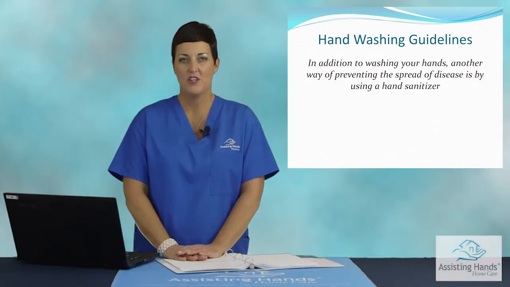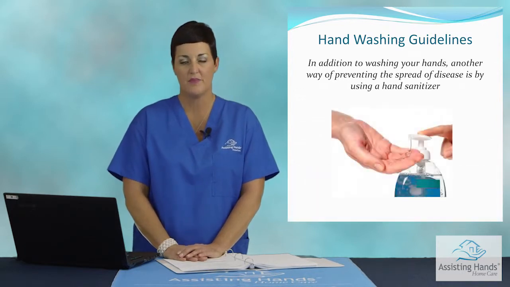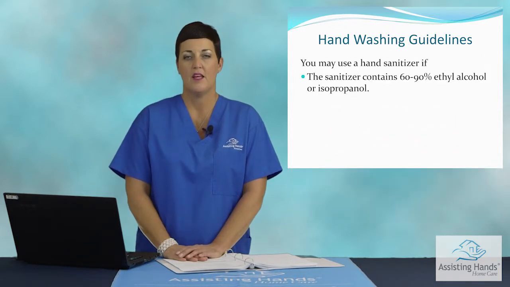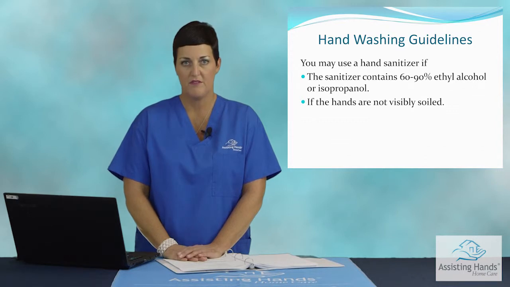In addition to washing your hands, another way to prevent the spread of infections is to use hand sanitizers. If a sink is not readily available, the caregiver should use hand sanitizer. Hand sanitizer needs to contain 60 to 90% ethyl alcohol or isopropanol for it to be effective. Hand sanitizer should only be used if the hands are not visibly soiled.